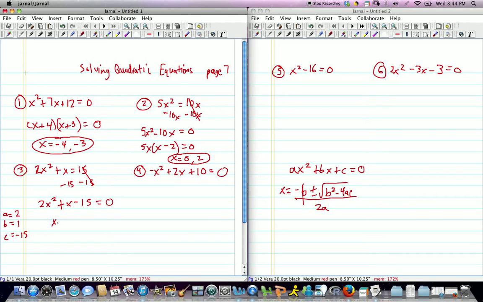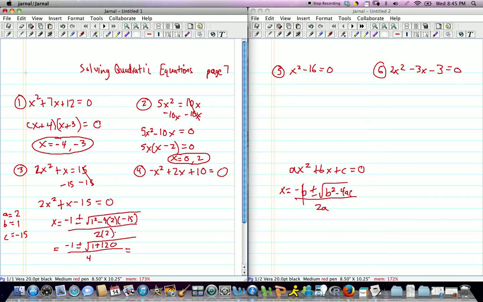And now I'm going to plug these into the formula. So I get x is equal to negative b, so that's equal to negative 1 plus or minus the square root of b squared. So that's 1 squared minus 4 times a, which is 2, times c, which is negative 15. All of that over 2 times a, so 2 times 2. I'm now going to simplify this, so I get negative 1 plus or minus square root. I take 1 squared and get 1. I multiply negative 4 times 2 and get negative 8. Multiply that by negative 15 and I get positive 120. Then I divide that by 2 times 2, which is 4.